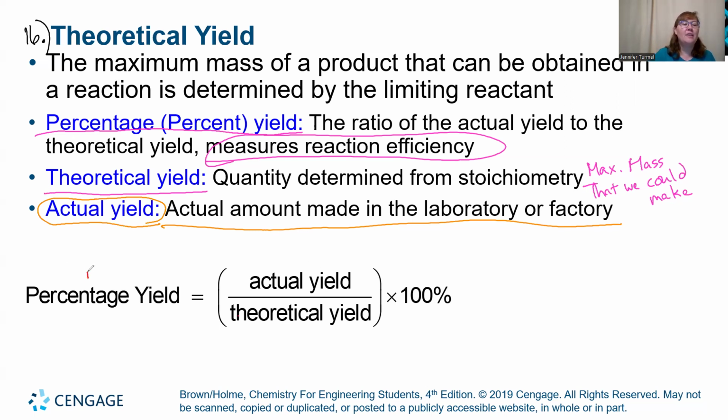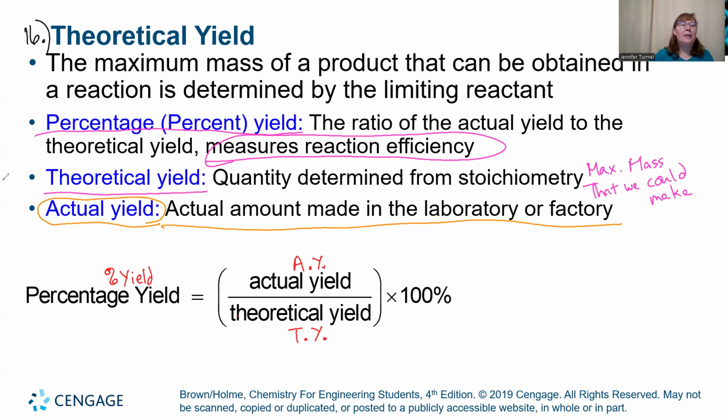Now, our percent yield is equal to the actual yield over the theoretical yield. I'll usually identify this as percent yield like this, and actual yield we'll call AY, and theoretical yield we'll call TY. And then because it's a percent, we have this 100 here.